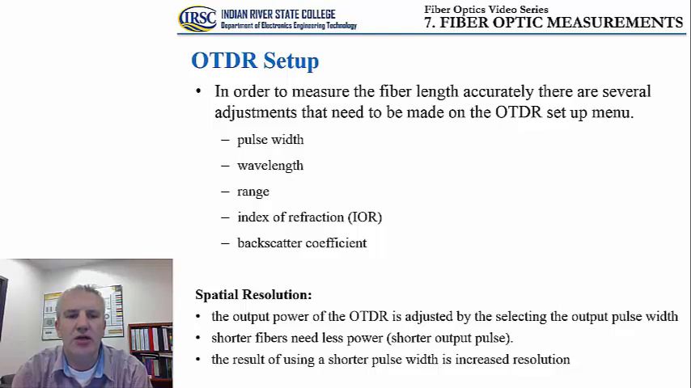There are a few other things that are important to adjust for a proper spatial resolution. For example, the output power of the OTDR is adjusted by selecting the output pulse width. Shorter fibers need less power. In such a case, you use a shorter output pulse, and the result of using a shorter pulse is increased resolution. So you can see different parameters here that play against each other, and for a specific application, for a specific length of the optical fiber under test, you would want to adjust some of these settings so that you end up with the most optimized type of measurement using this equipment.